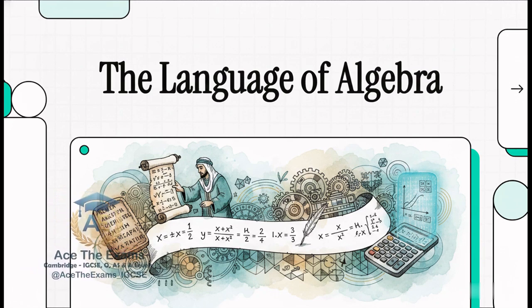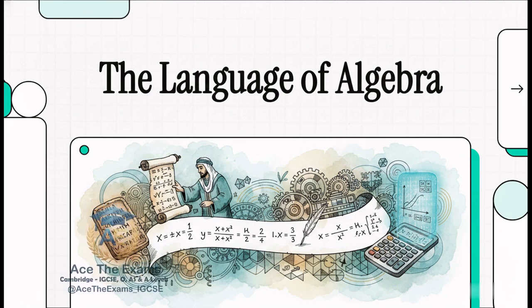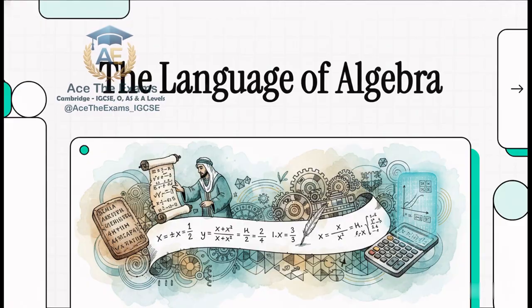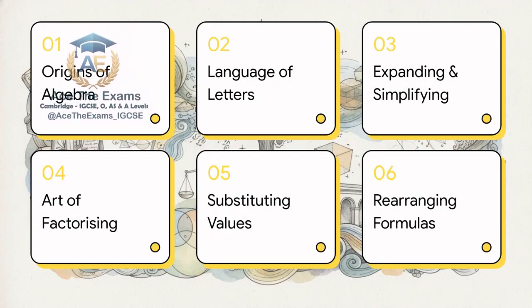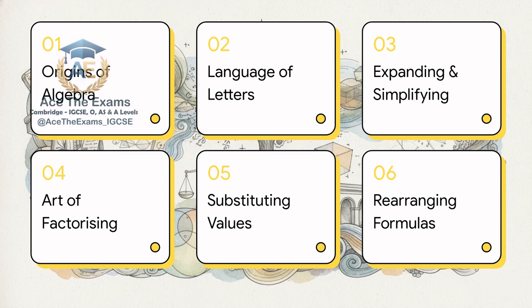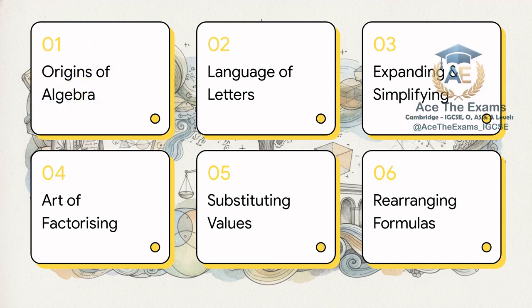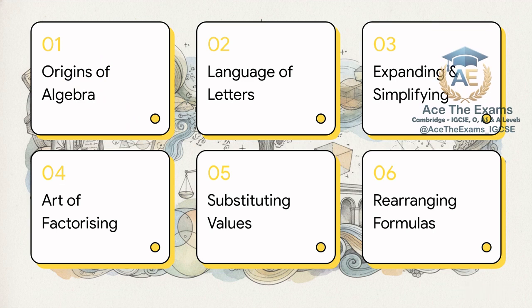We'll strip away all that abstract mystery, right? We're diving into the real, mechanical tools that make it tick, from its ancient roots all the way to how it runs on that fancy graphic display calculator sitting on your desk. All right, let's take a quick look at our roadmap for today. We're covering the origins of algebra, the language of letters, expanding and simplifying, the art of factorizing, substituting values, and finally, rearranging formulas. Let's jump right in.